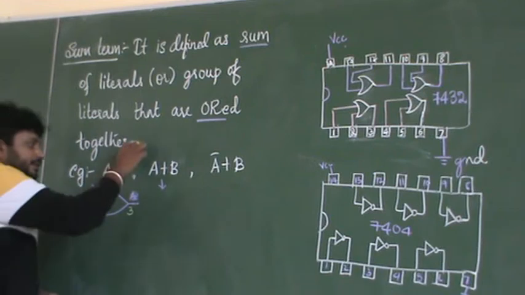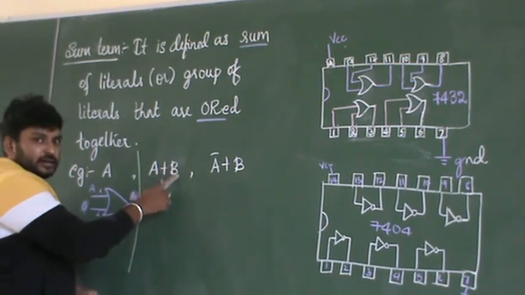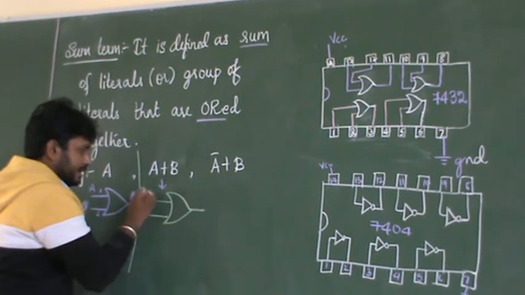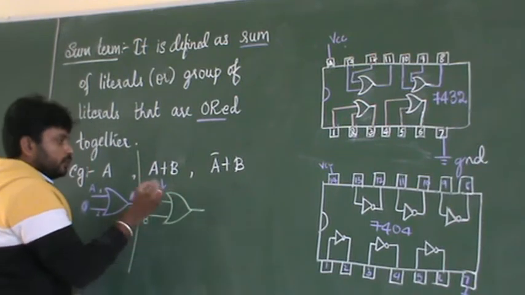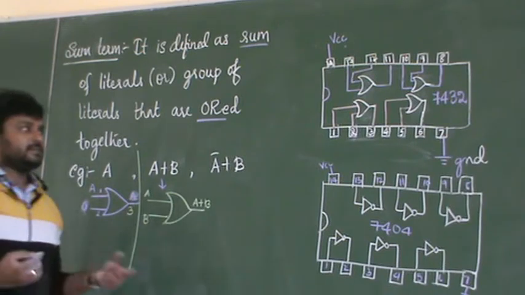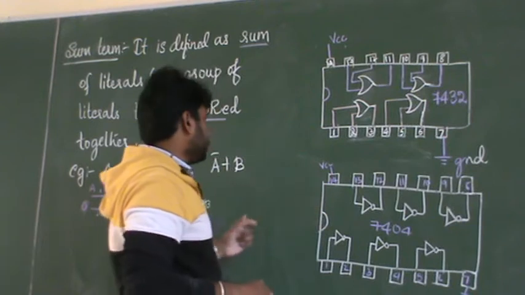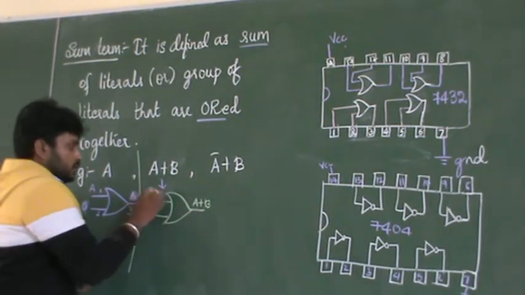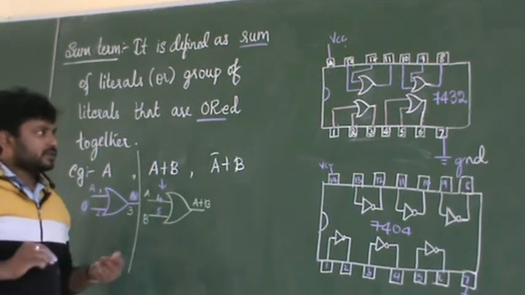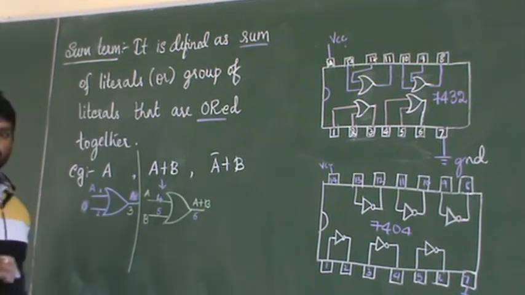Next, coming to this example, what are the two inputs? It is A and it is B. The output is A plus B. For example, if I am using the second OR gate now, what are the inputs? 4 and 5 are the inputs, and 6 is the output.